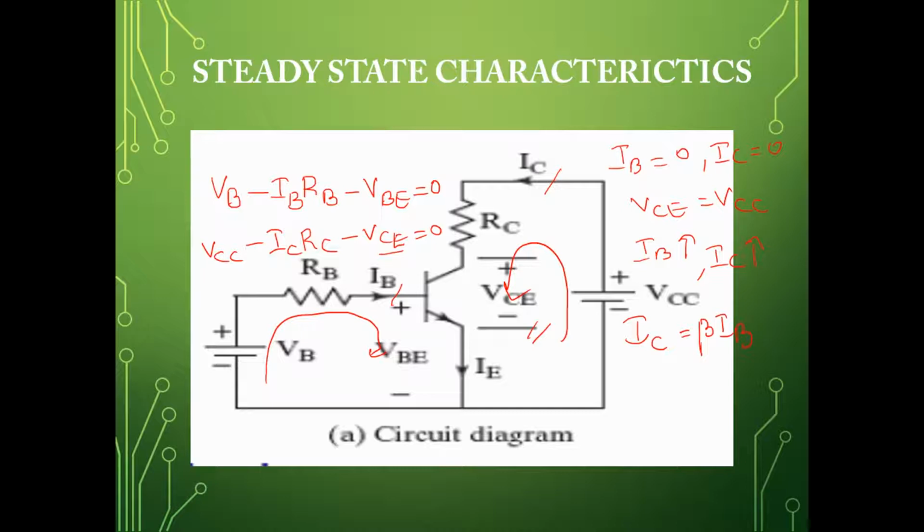Now when this increases, what will happen to the output voltage? Output voltage is equal to VCC minus IC RC. So as IC increases, this VCE is going to drop. Initially when the circuit is off, the output voltage will be maximum, and when the circuit is conducting, the voltage will reduce and finally attain the saturation value.